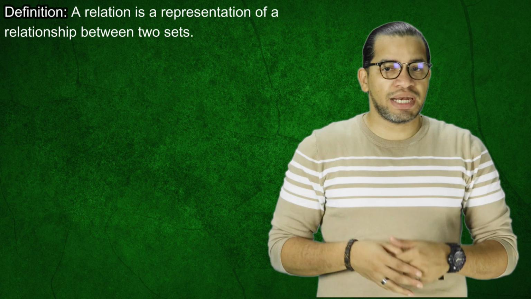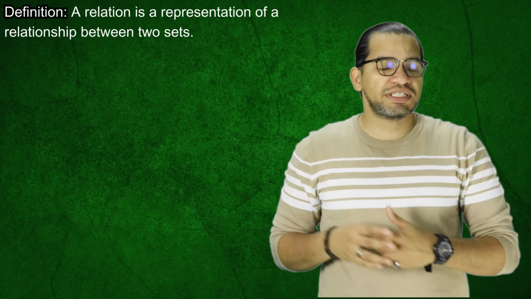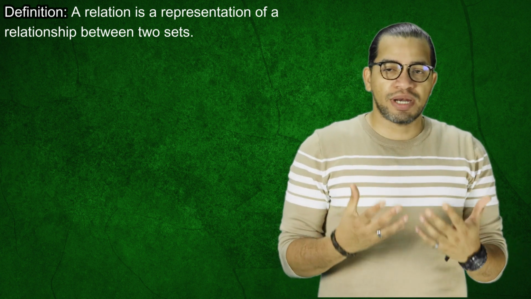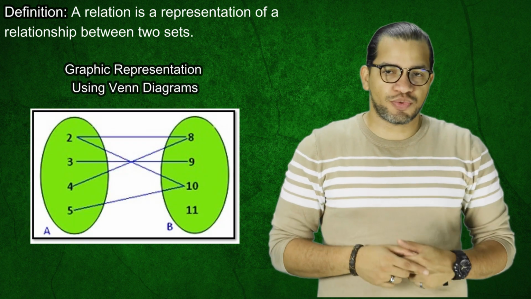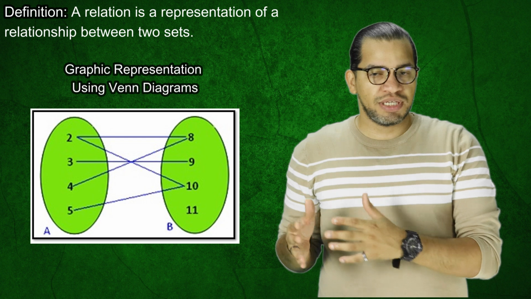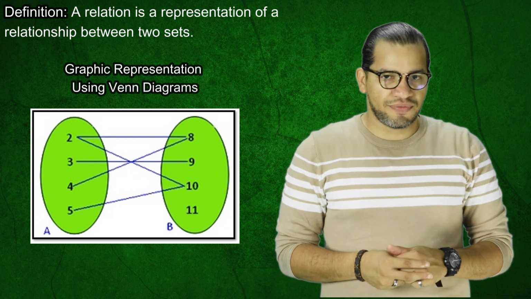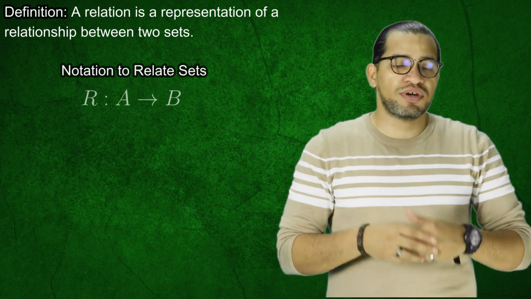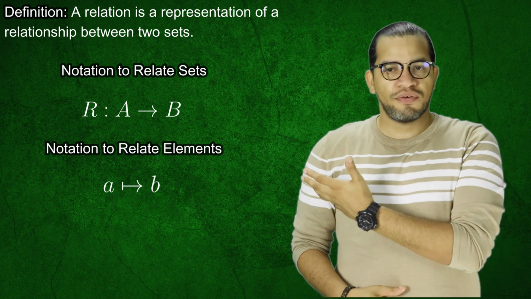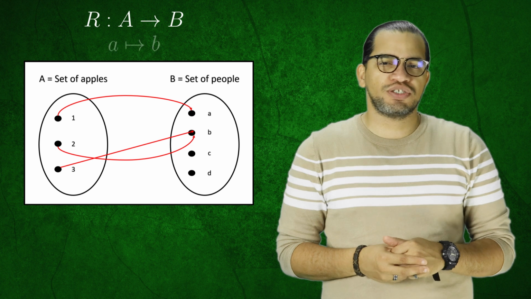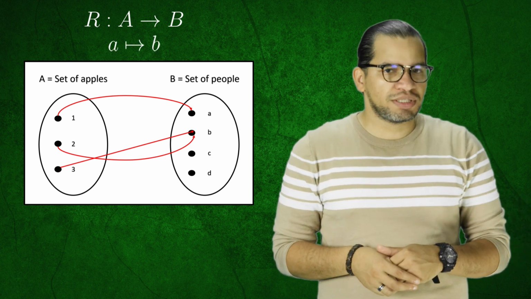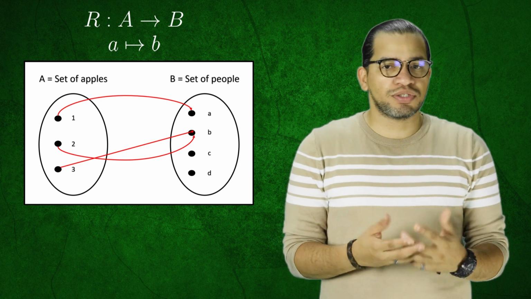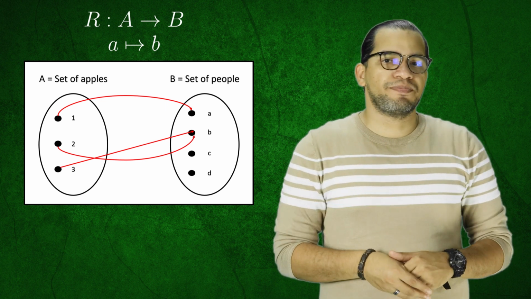We say that a relation is a representation of the relationship between two sets. A relation tells the reader the output if a specific input is given, and we denote every relation in the following way. For example, let us consider the relation R between sets A and B, where R determines which apple belongs to a member of B.